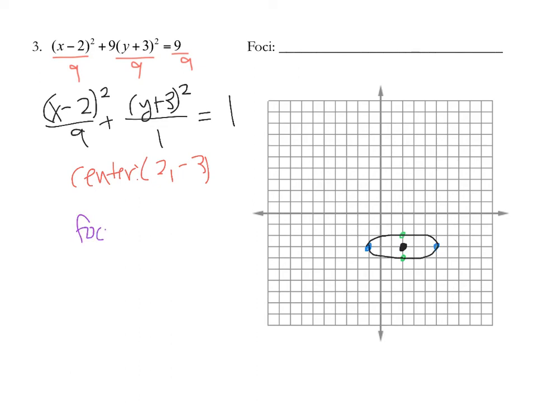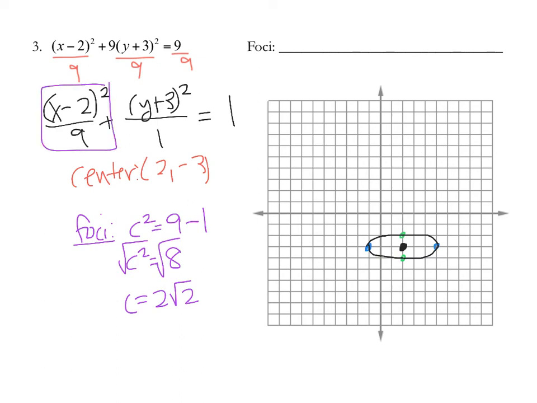And then to find the foci, we're going to do c squared equals a squared minus b squared, 9 minus 1. We get 8, and take the square root. We get 2 radical 2. And then you have to think about where to add that onto. To find the foci, you need to make sure you're adding it onto what's in control. In this one, x is in control. So that's going to get added onto the 2. So it's going to be 2 plus 2 radical 2, comma negative 3. The y will stay exactly the same. And then it'll be 2 minus 2 radical 2, comma negative 3.